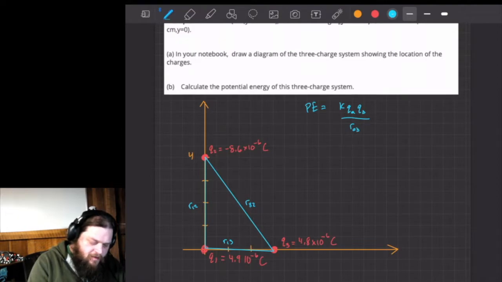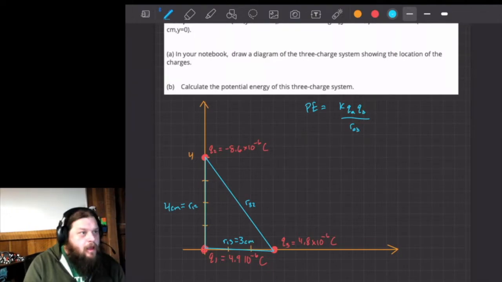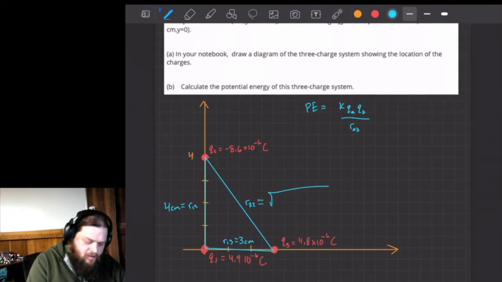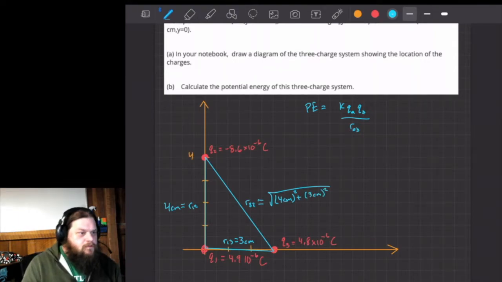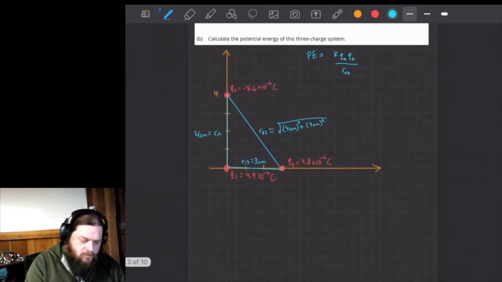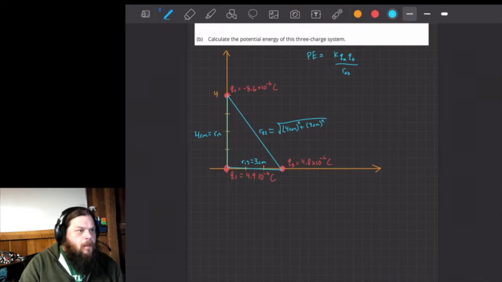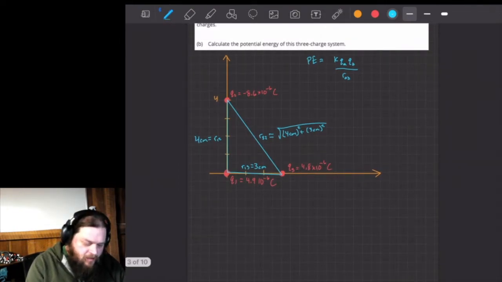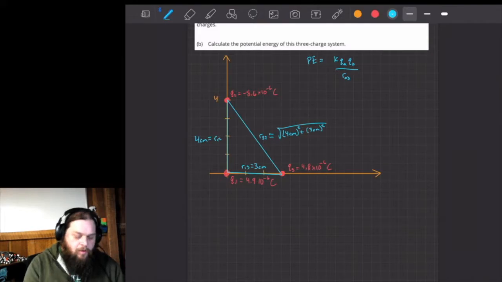Using the values we have here, we know that the distance here is equal to 4 centimeters. The distance here is equal to 3 centimeters. And the distance here is equal to the square root of 4 centimeters squared plus 3 centimeters squared. Then we can use the values we have here to calculate the total potential energy by adding up all 3 of those values.